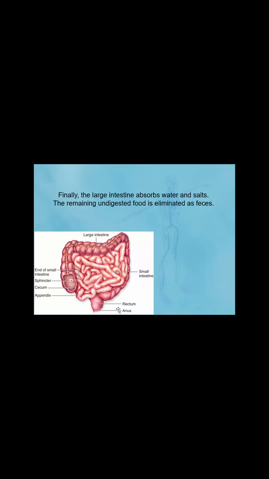The large intestine here has three parts. It has the ascending, transverse, and descending colon. It goes into the anus. If you get a colonoscopy, they basically put a camera up and check out your colon, looking for any polyps or anything like that.